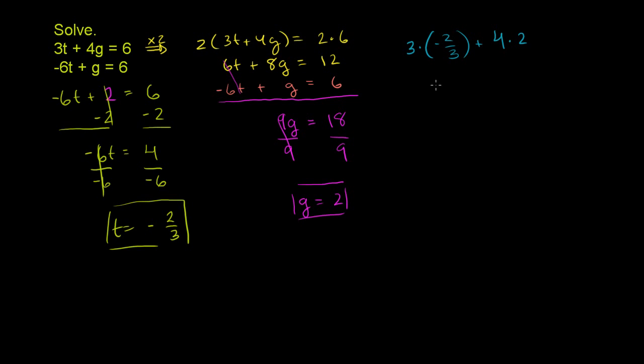Let's see what that is. 3 times negative 2/3, that's negative 2. The 3's cancel out. Plus 4 times 2 is 8. Negative 2 plus 8 is equal to 6. And that's exactly what that first equation got us. So these two values definitely satisfy both equations.